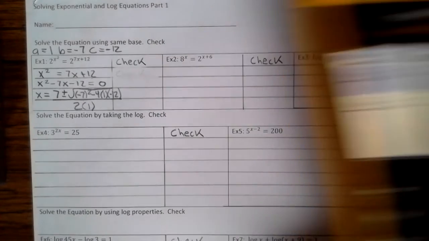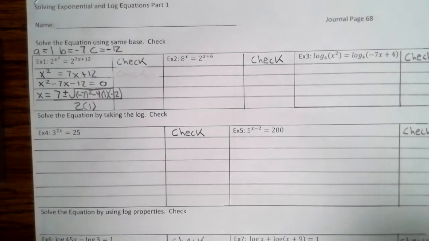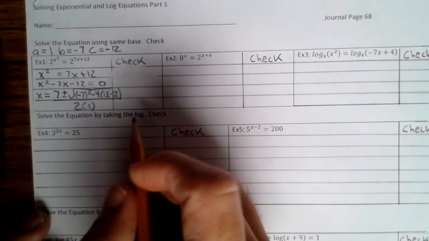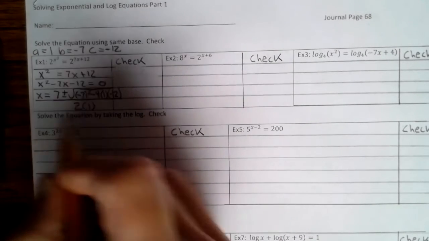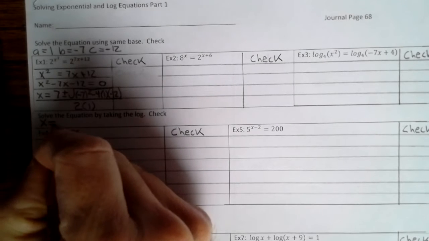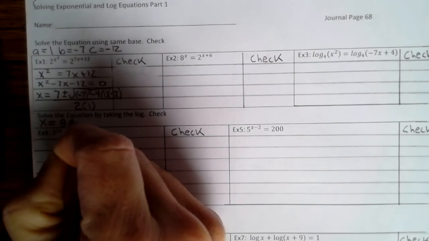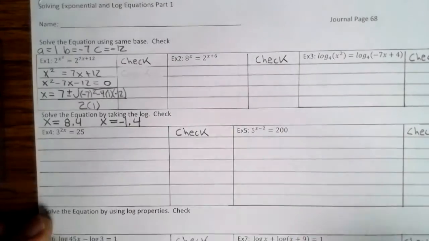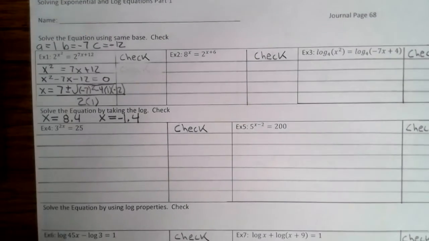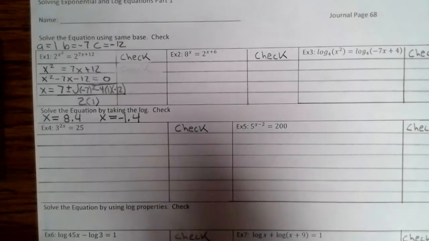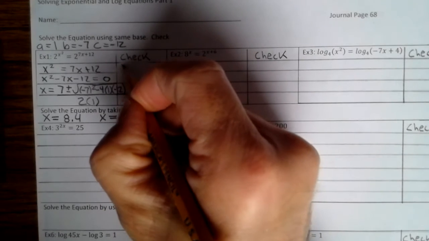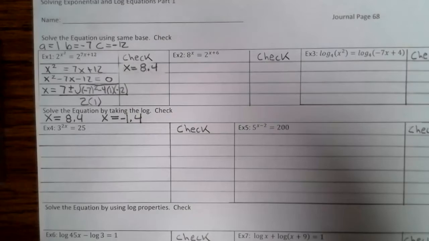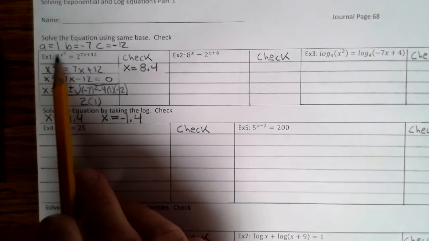I guess we ran out of room, so let's write the answer here. x equals 8.4 and x equals negative 1.4. Okay, so now we're going to check. Let's check x equals 8.4. What you do is plug that back into the left and right side, and we're going to use our calculator to check.